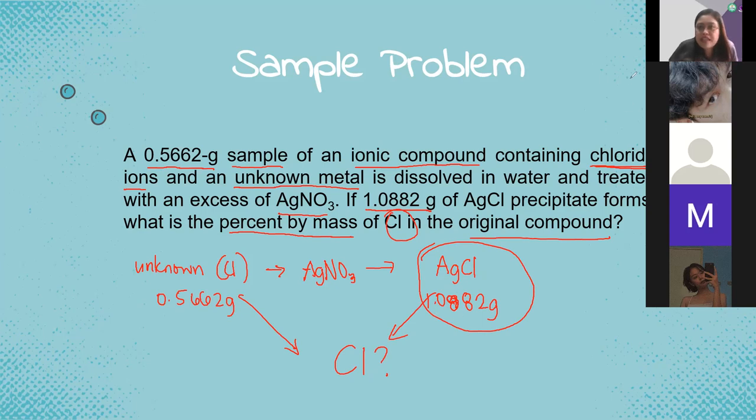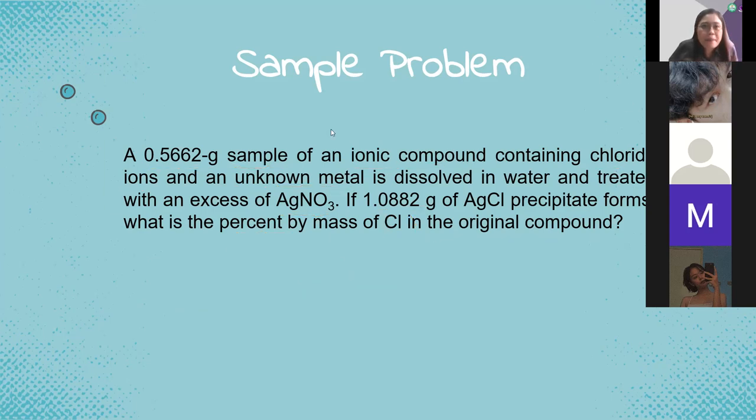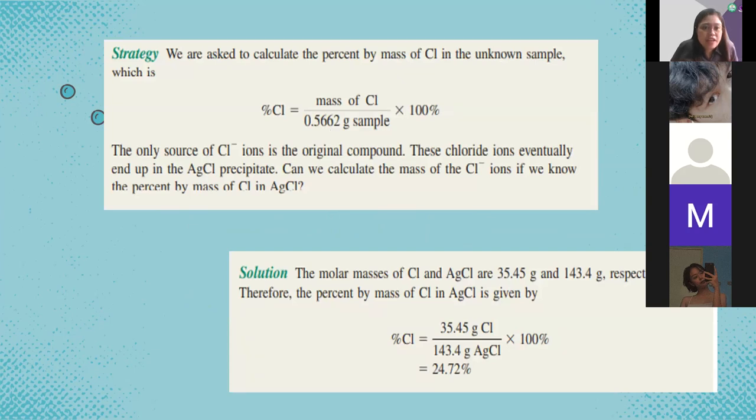Okay? So please listen kasi medyo mahaba ang process ng computation for this. So meron tayong actually steps sa computation. Explain ko sa inyo. This one, strategy lang yan sa taas ha. This one is the step one for the computation. The step one is actually computation of the percent chloride in the precipitate.